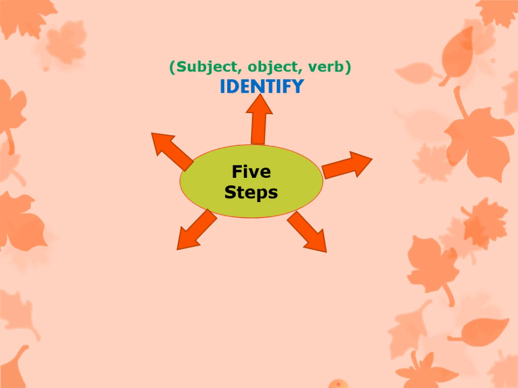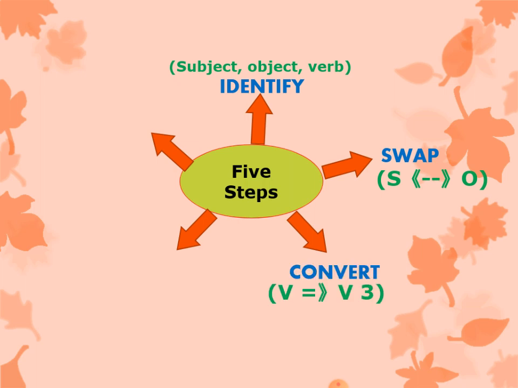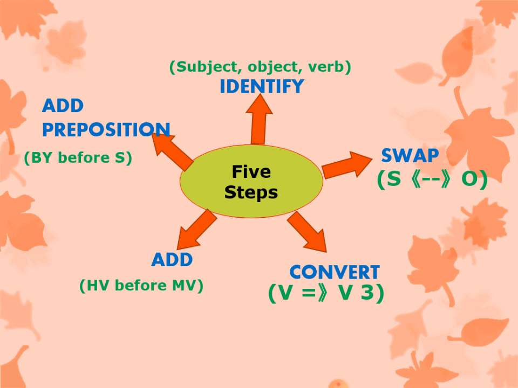Identify the subject, object and verb of a given sentence. Swap, that is, interchange the subject to the object and object to the subject. Convert the given verb into past participle form of the verb. Add a helping verb according to the tense before the main verb. Add a preposition by before the subject. Dear children, remember these 5 basic steps: identify, swap, convert, add a helping verb, add a preposition.